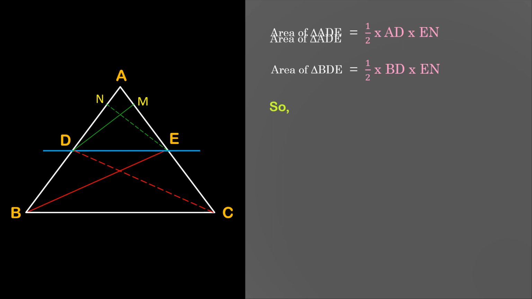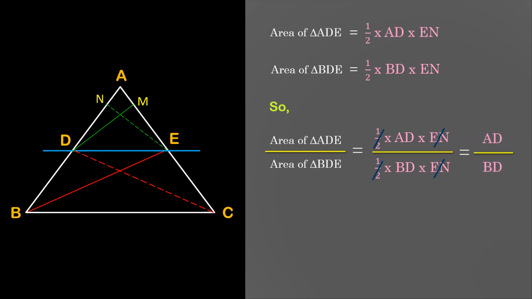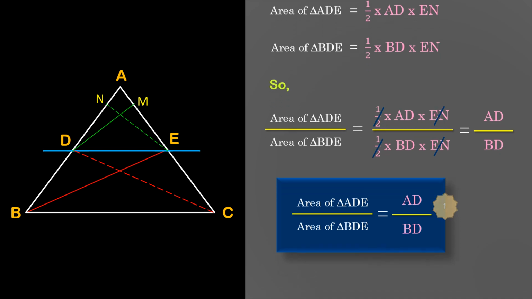So area of triangle ADE by area of triangle BDE is equal to half into AD into EN by half into BD into EN. Half gets cancelled, EN gets cancelled. So the result is area of triangle ADE by area of triangle BDE is equal to AD by BD. Let us memorize this as 1.